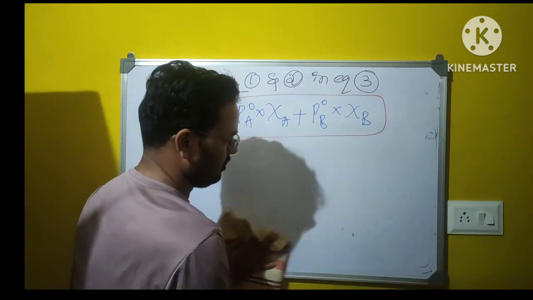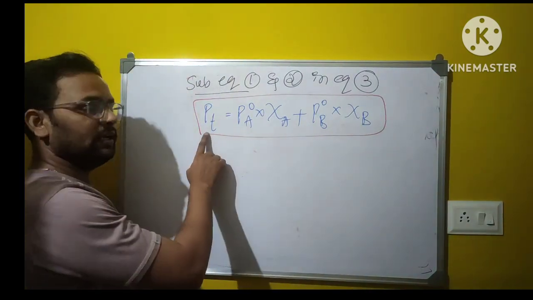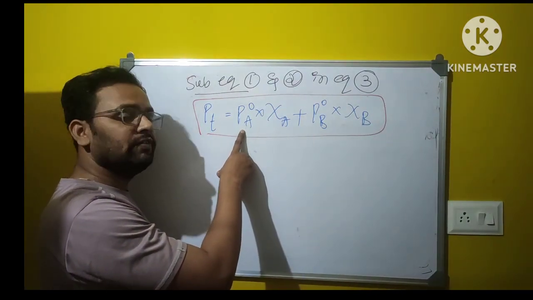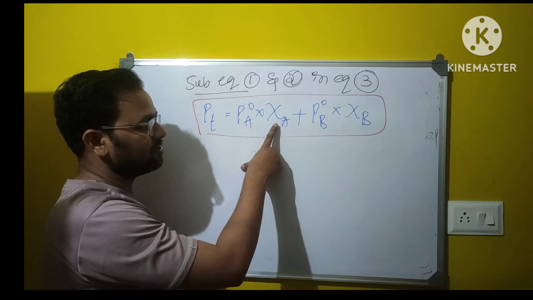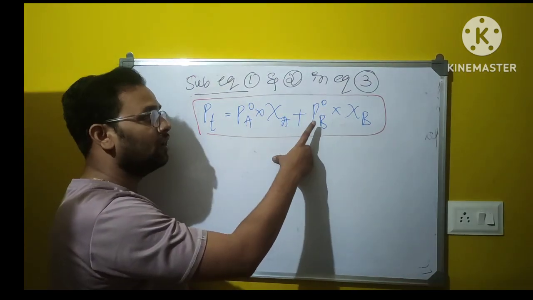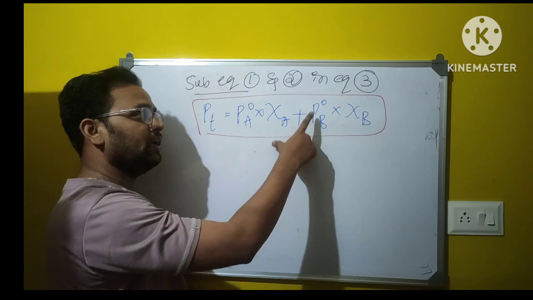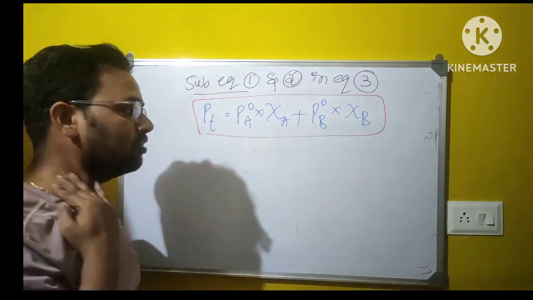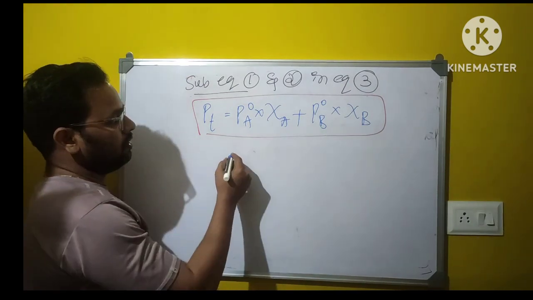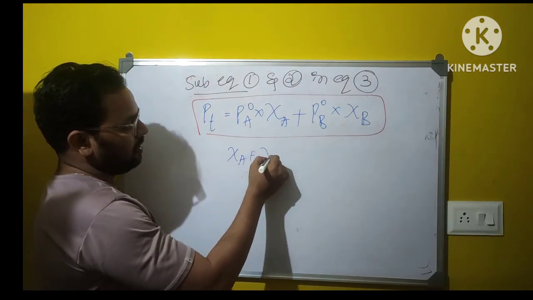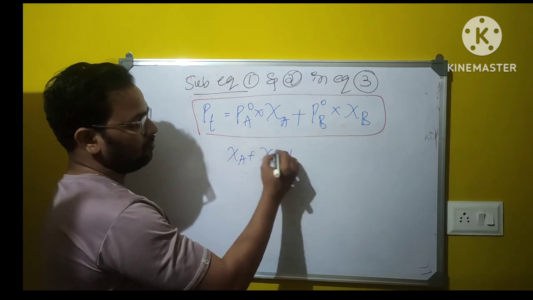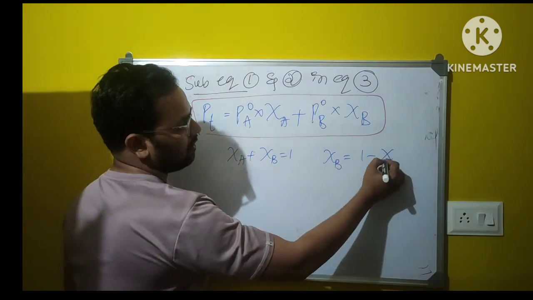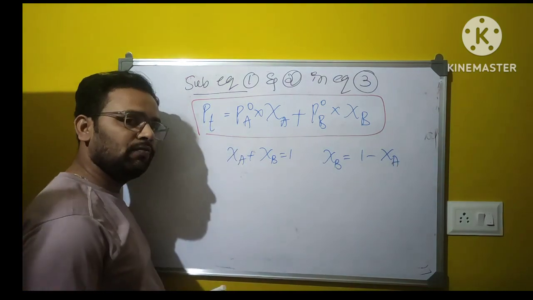So here Pt is the total vapor pressure of the solution. Pa naught is the vapor pressure of liquid A in pure state. Xa is the mole fraction of A in the solution. Pb naught is the vapor pressure of B in pure state. Xb is the mole fraction of liquid B in the solution. Now the sum of the mole fractions of A and B is equal to 1. Then the mole fraction of B is equal to 1 minus Xa, the mole fraction of A.